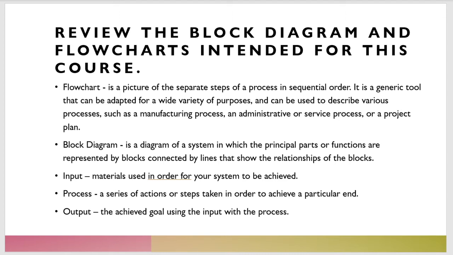Also with block diagram. Now, block diagram is a diagram of a system in which the principal parts or functions are represented by blocks, which are connected by lines that show the relationships of the blocks. So we also have input, process, and output, which is from the block diagram. So input is the materials used in order for your system to be achieved. Okay? So what are the materials that you use to achieve the output.